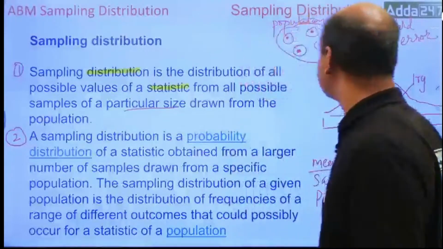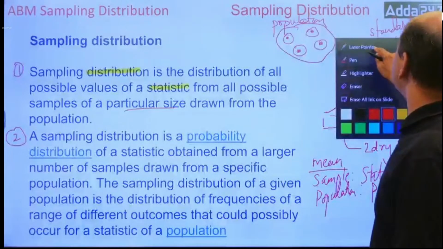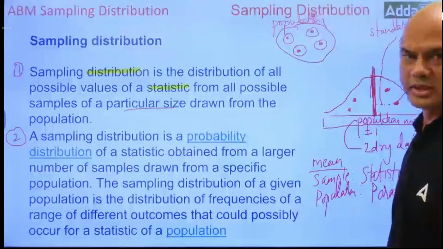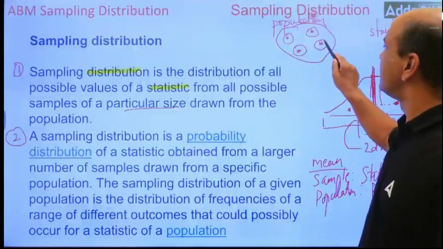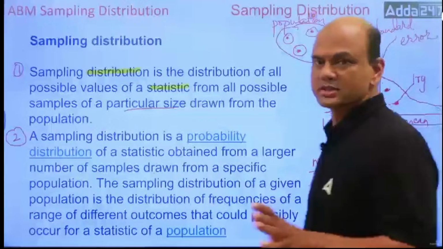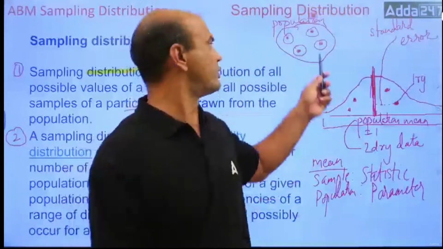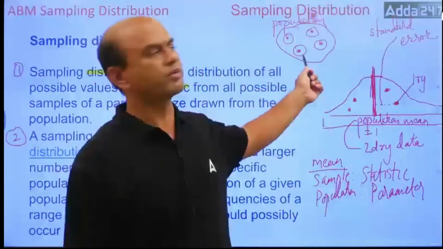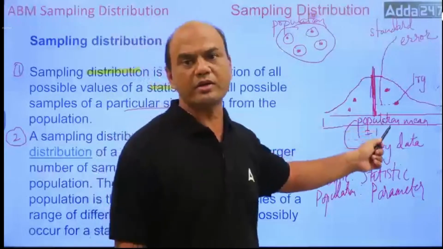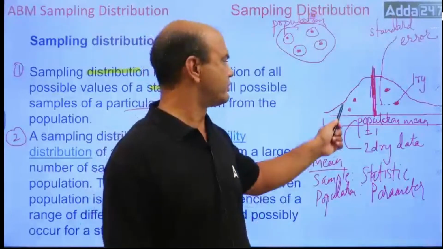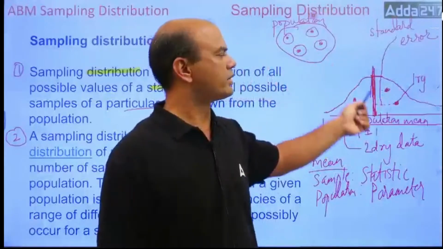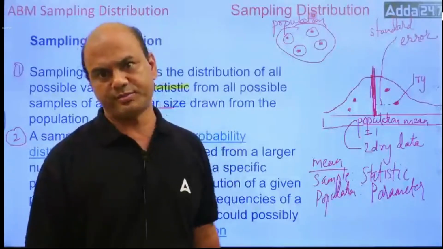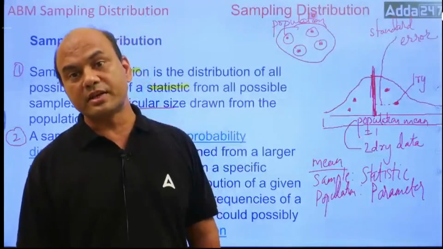This distribution means, see this. What will I do? I'll plot this. See these four, 1, 2, 3, 4. These are the four samples. And these dots are the means I have found out. Let's say these are the averages I have found out. What will I do? I'll take these four and plot them on the graph. These four I have plotted. So this plotting is known as distribution.